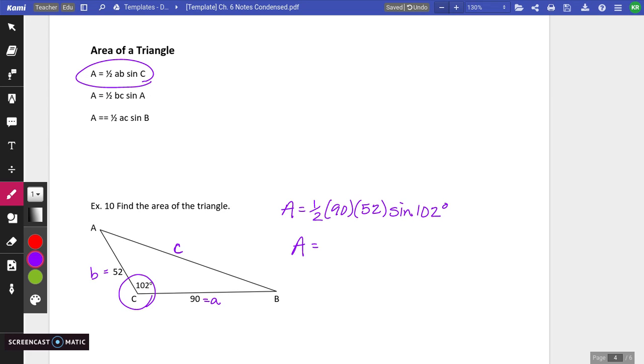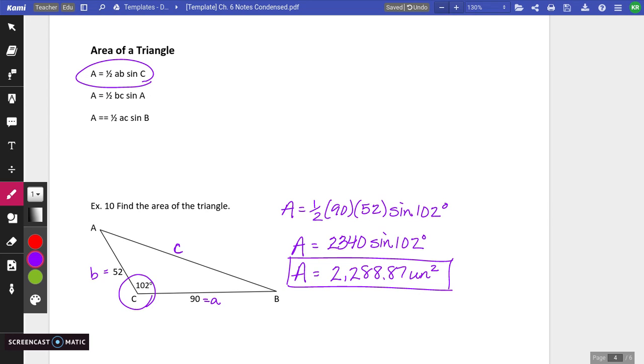Again, that's just calculator work. And you get an area of 2,288.87 square units. Okay, and that's that formula.